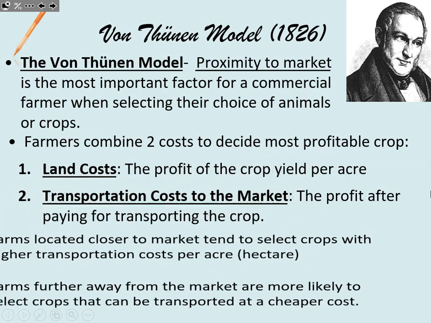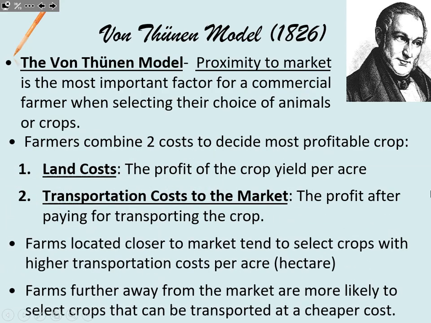To summarize his whole theory and hypothesis, we could just say that farms that locate close to the market are going to select stuff that costs a lot to transport, and farms that locate further away from the market are going to select things that are cheaper to transport. That's a function of mathematics.